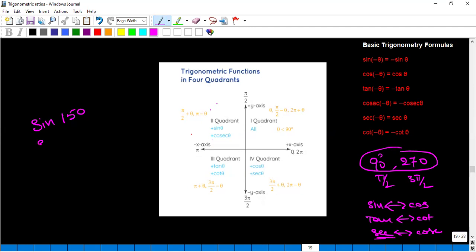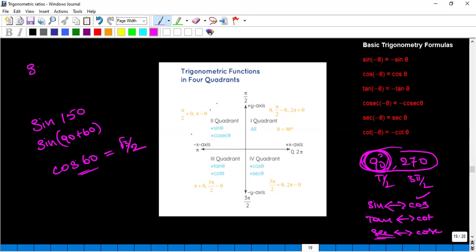You can write in a different way, like sine 90 plus 60. Okay, 90 plus means this angle, right? Sine 90 plus, sine will become cos. So you can tell it is cos 60. Okay, cos 60 is nothing but root 3 by 2. This is how we will find out the answer.